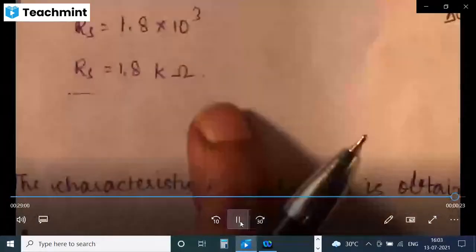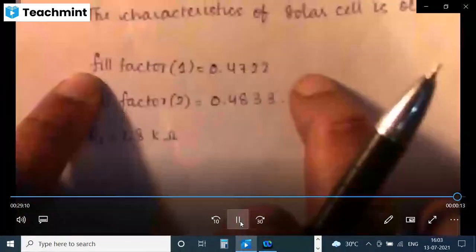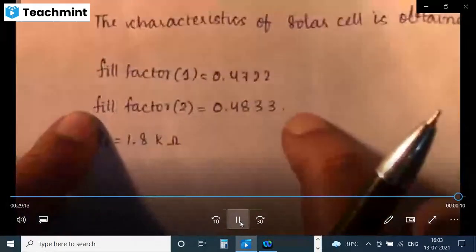So these are the conclusions from this experiment, students. So we plot the VI characteristics of the solar cell. Second thing, we determine the fill factor for intensity number 1 and intensity number 2, which can determine the performance of the cell, and we determine the series resistance of the solar cell. Okay.